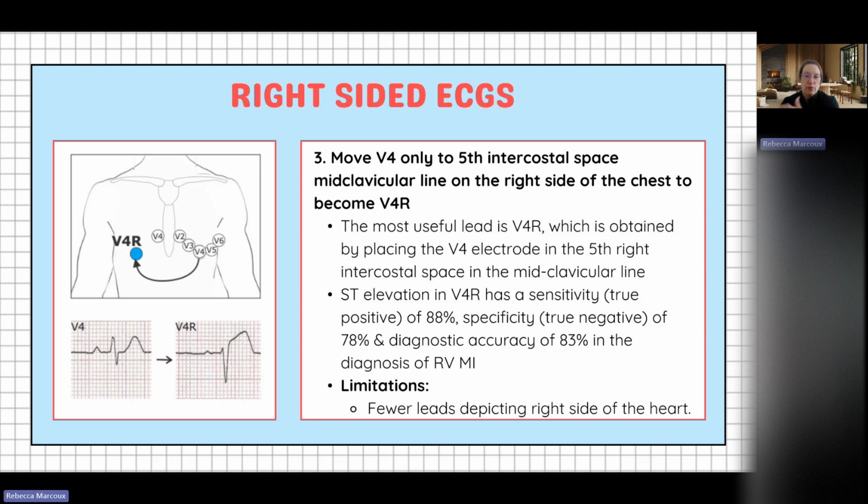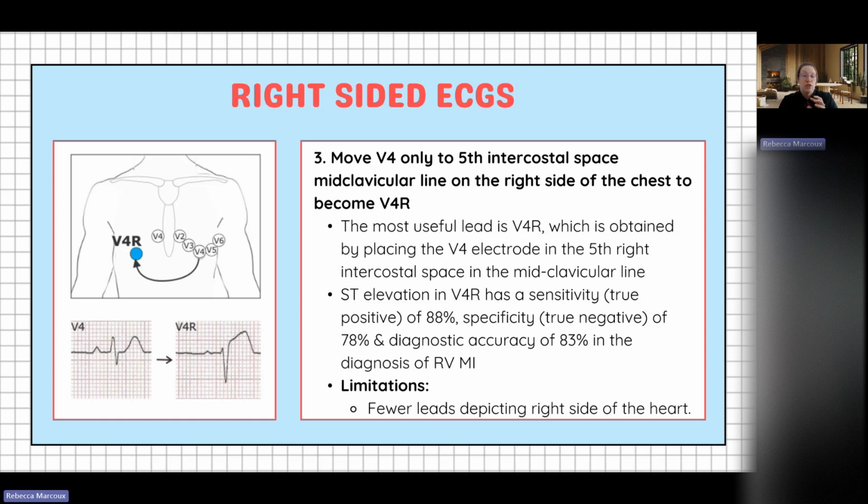We're going to talk about why or why not you might do this. When you move V4, you're going to move it to the 5th intercostal space, mid-clavicular line on the right side of the chest to become V4R. This is because the most useful lead in a right-sided ECG is V4R.